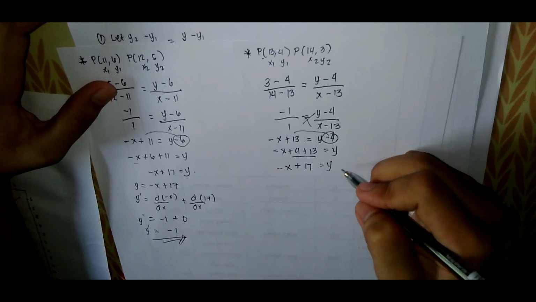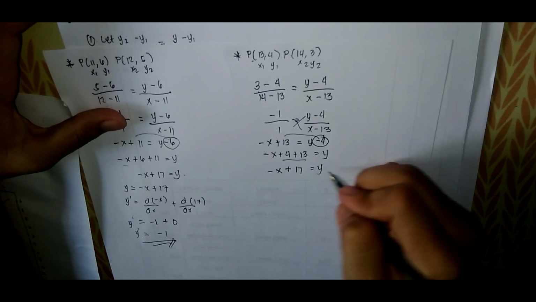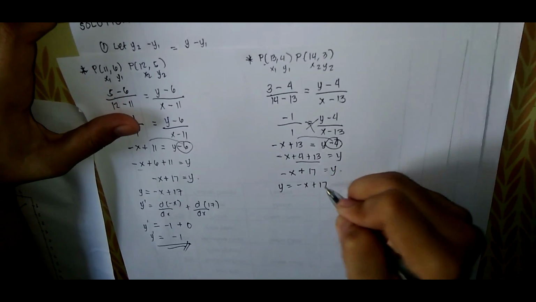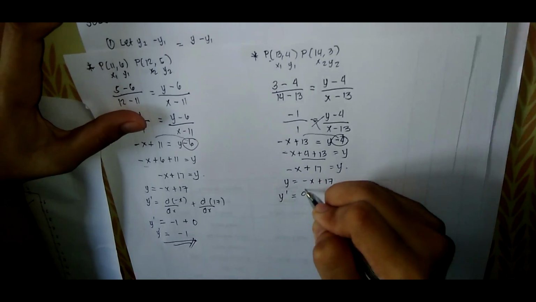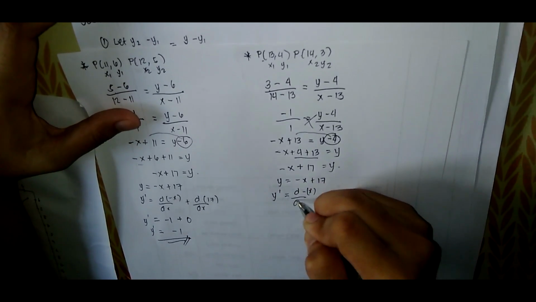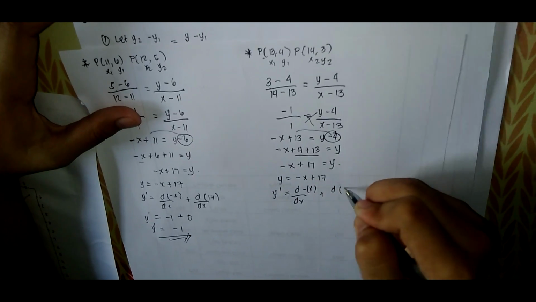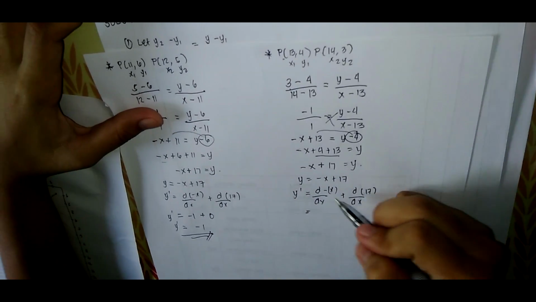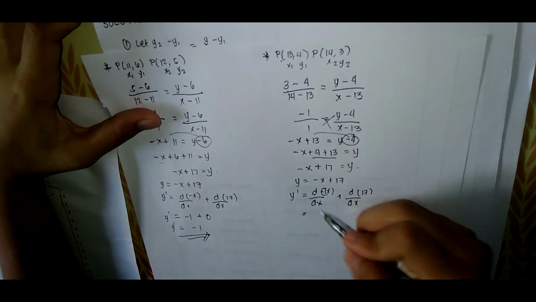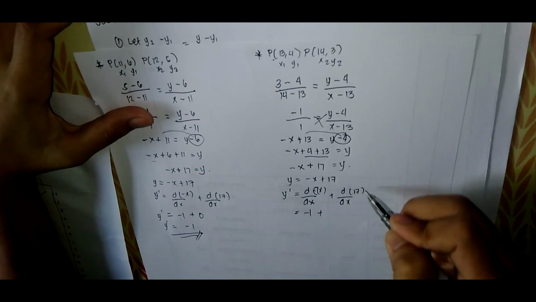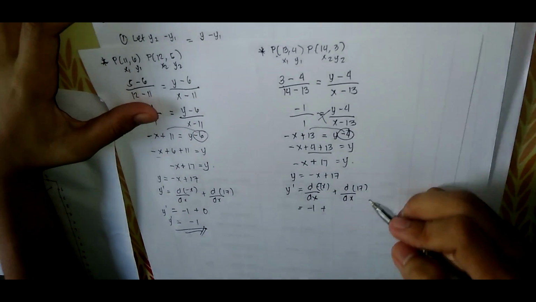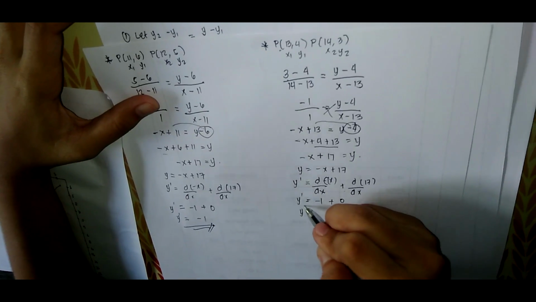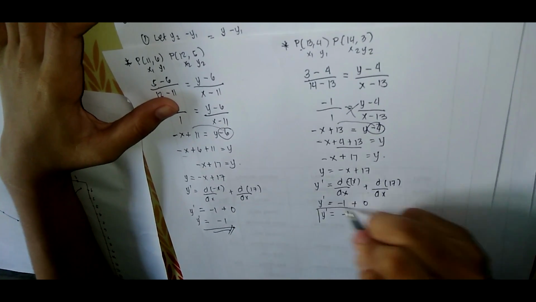Nakuha na natin yung equation of the curve. So, let's derive this equation. So, y is equal to negative x plus 17. Y prime is equal to the derivative of negative x with respect to x plus the derivative of 17 with respect to x. The derivative of negative x with respect to x is equal to negative 1 plus the derivative of 17 with respect to x is equal to 0. Then solve. Y prime is equal to negative 1.